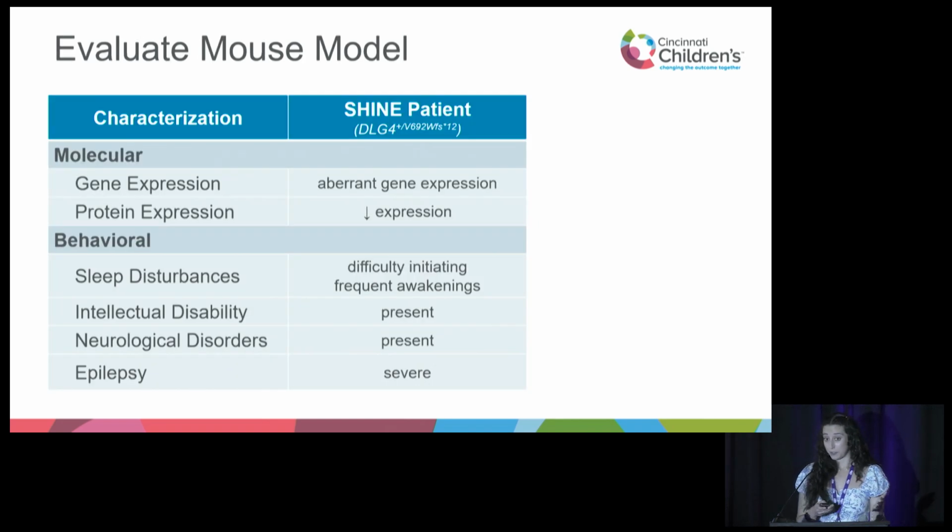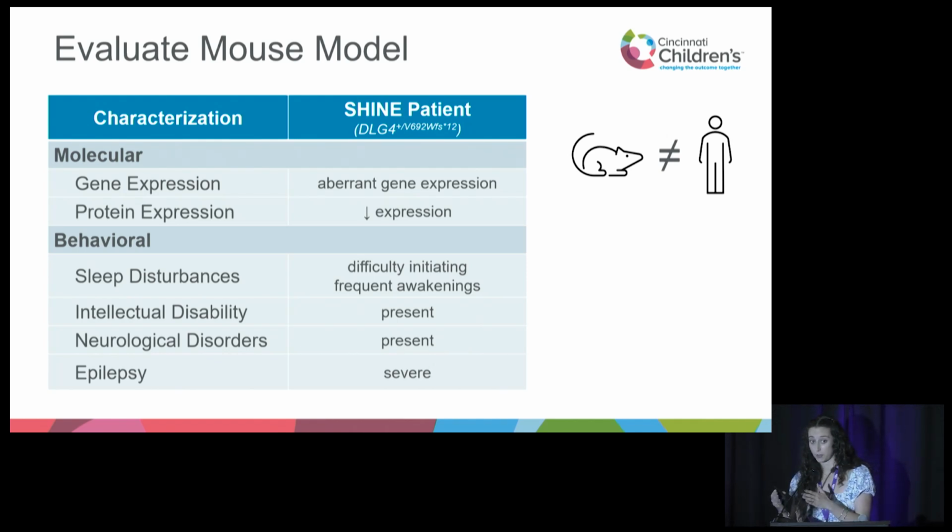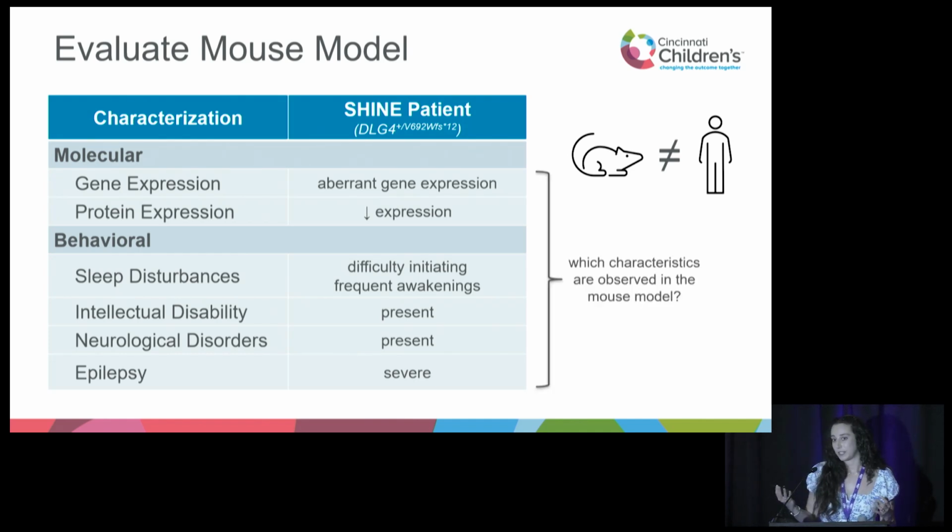Once we have a mouse model, we want to evaluate the mouse, right? Mice are not people. So we want to see to what degree what we see in the patient is recapitulated in the mouse. This tells us what we can actually learn from this mouse, what it can inform us about what we see in the patient specifically. So what characteristics are observed in our mouse model? In order to start asking that question, we need to see what we see in our patient. What are we comparing it to?